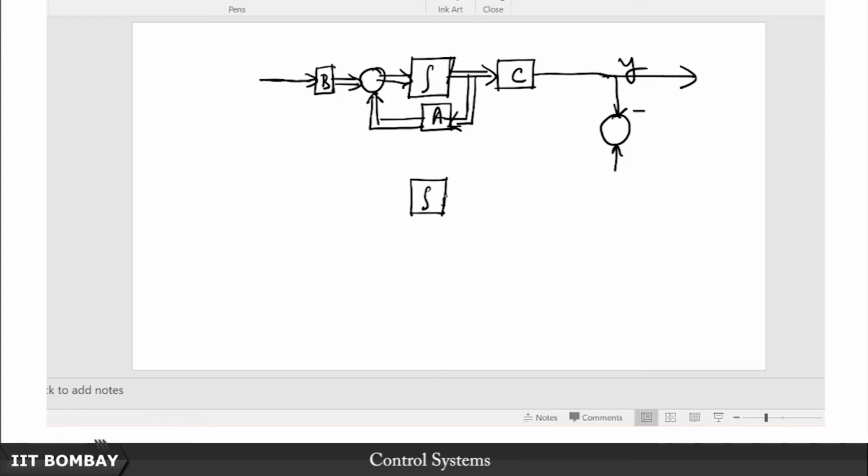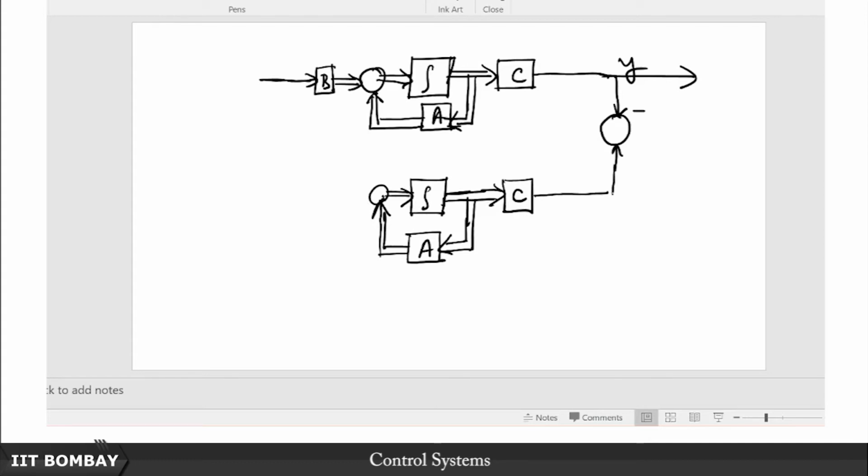For the observer, of course, I am going to tap out of this observer here, but before that let me just draw the observer independently. This is the C matrix, this is the observer's A matrix, and this of course gets added here like in the actual plant.